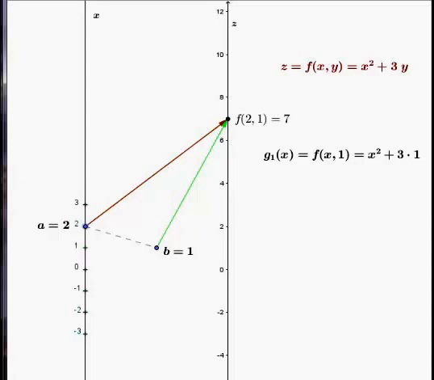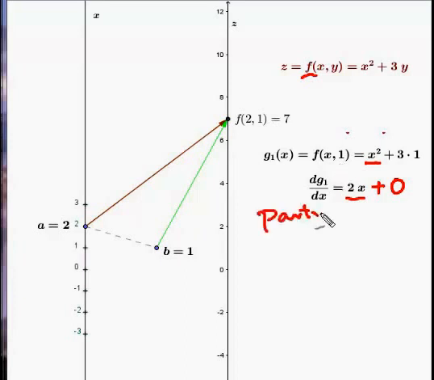What is the derivative of our function g1? It's just 2x, because the derivative of g1 is the derivative of x squared, that's 2x, plus the derivative of 3, which is 0. So the derivative of g1 with respect to x is 2x. That's telling us the rate at which the function f is changing when the x is allowed to vary, but the other variable y is held fixed at 1. And that's what we call the partial derivative of the function f.